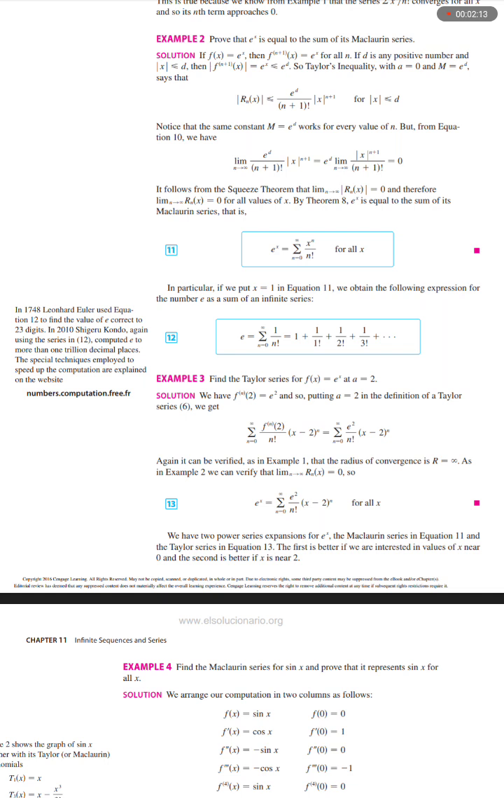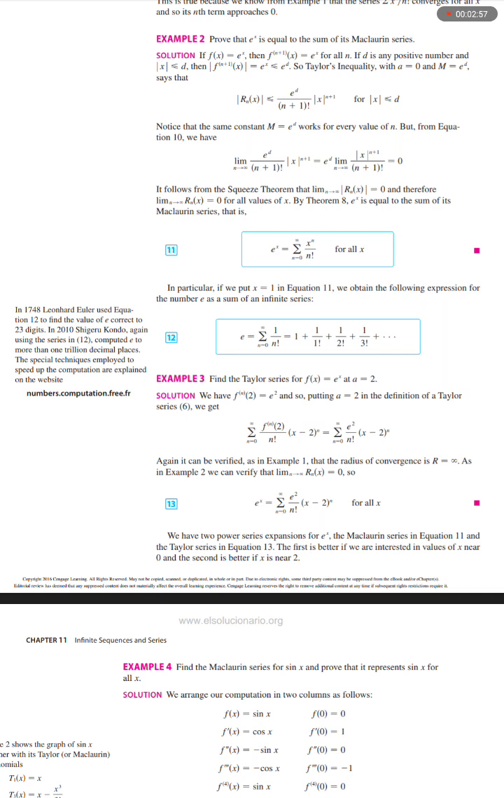It follows from the squeeze theorem that the limit as n approaches infinity of the absolute value of R_n(x) equals 0, and therefore the limit as n approaches infinity of R_n(x) equals 0 for all values of x. By theorem 8, e to the power x is equal to the sum of its Maclaurin series. That is theorem 11: e^x equals the sum from n equals 0 to infinity of x^n over n! for all x.